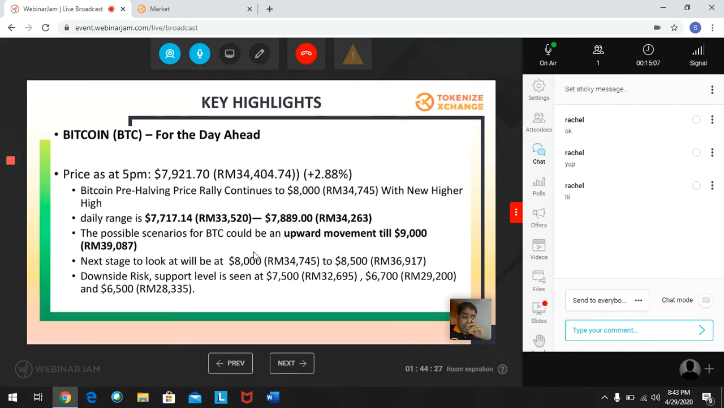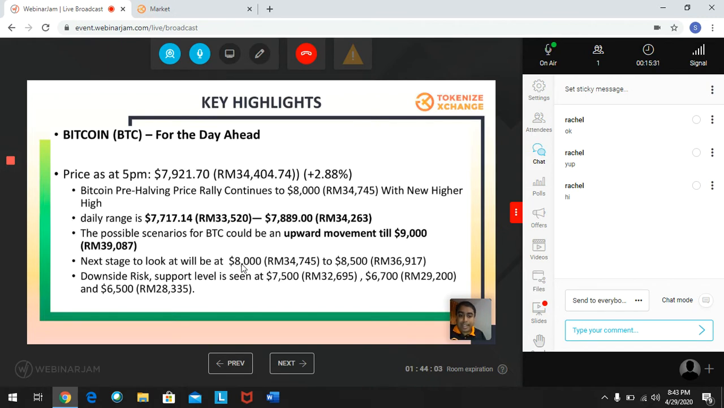So yeah, when I was preparing the slide, I had 8,000 as the first stage to look at for Bitcoin. Seeing it has crossed the 8,000 level, the next stage to look for Bitcoin will be at 8,500 US dollar. If you convert to Ringgit Malaysia, that's around 36,000 level. Still a lot of upside in Bitcoin at this time.